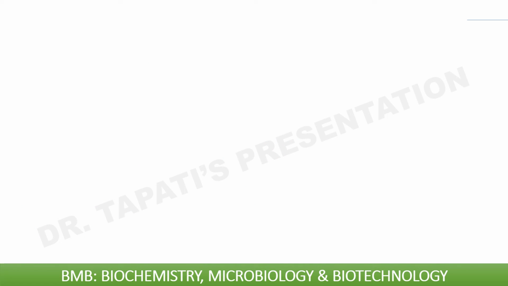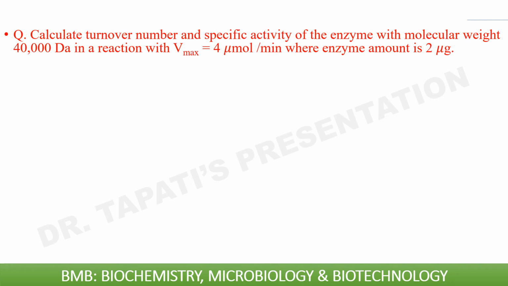Let's solve the next question. Calculate the turnover number and specific activity of the enzyme with molecular weight 40,000 Dalton in a reaction with Vmax equal to 4 micromole per minute, where the enzyme amount is 2 microgram. In this case, Vmax is equal to 4 micromole per minute.